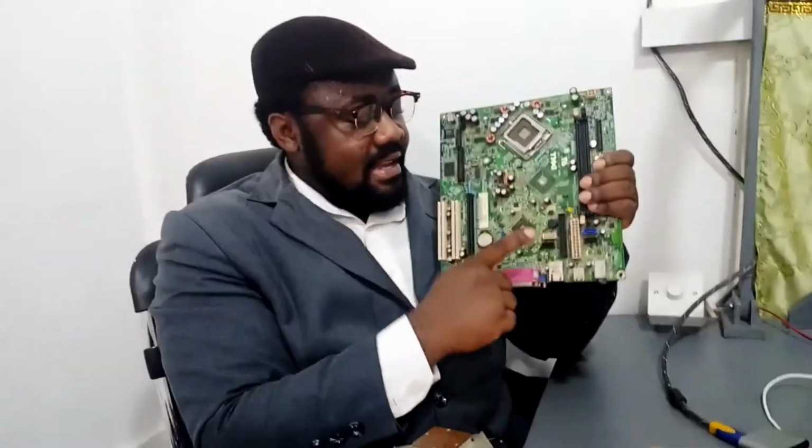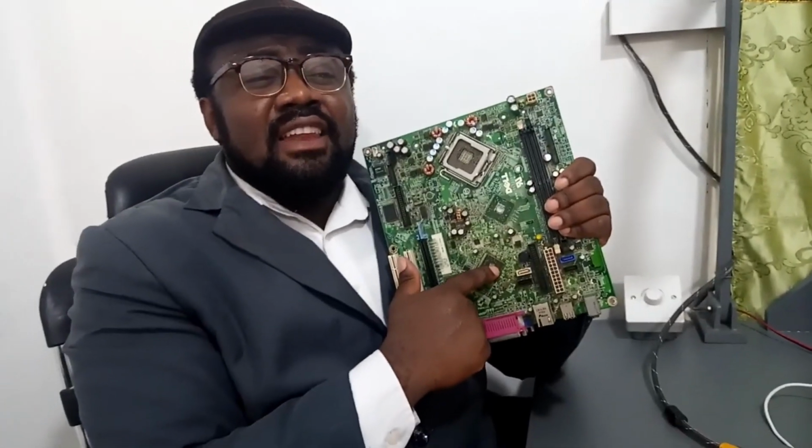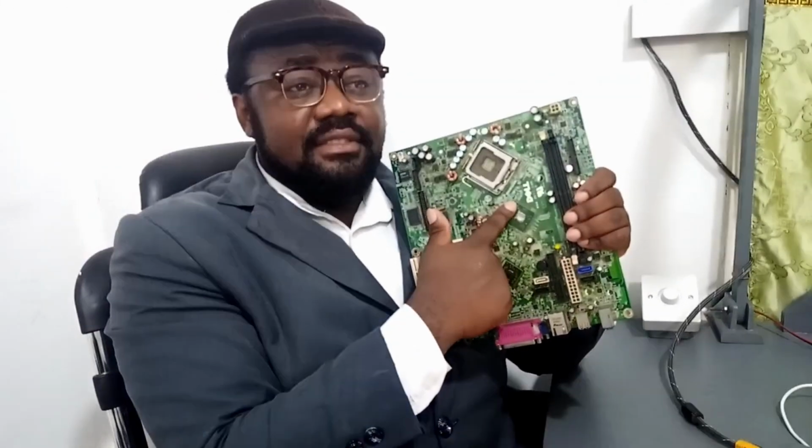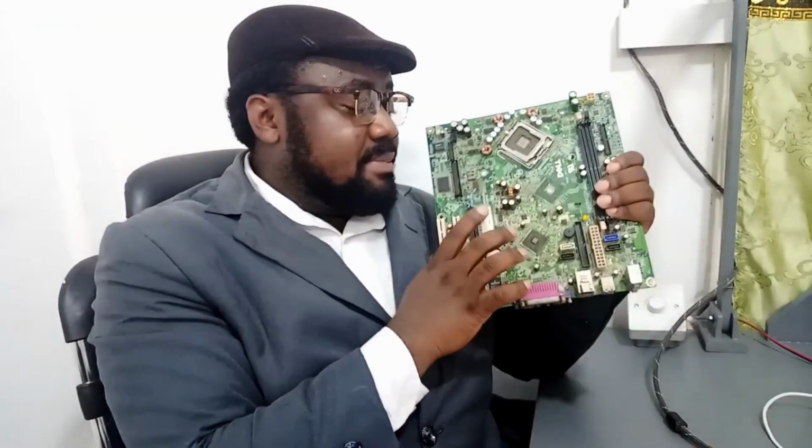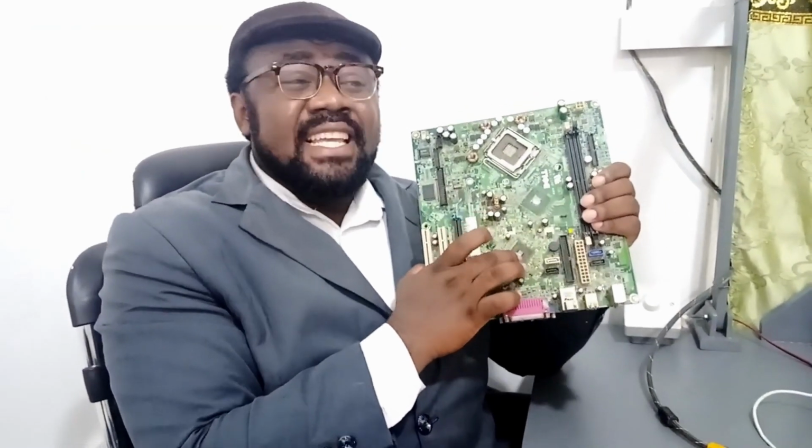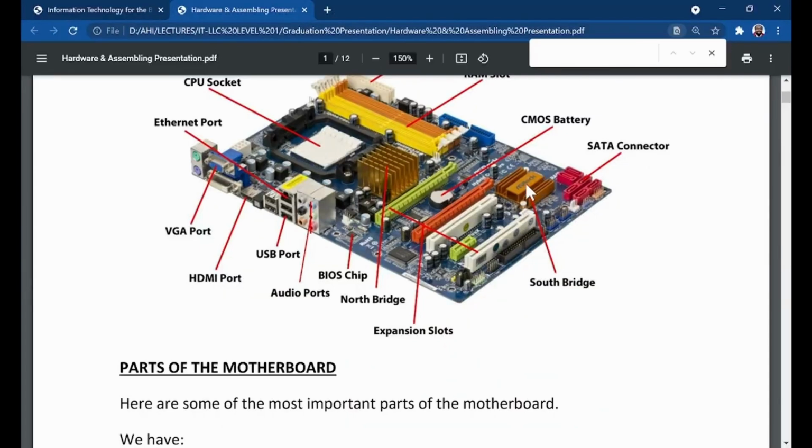Over here, this is the north bridge, and this is the south bridge. The south bridge does not do a lot of work like the north bridge. And so in this particular machine, they did not even bother to provide a heat sink. If you check the machine on the screen, you see that they've provided a very small heat sink for the south bridge too. Can you see? They provided a small heat sink, but the north bridge has a bigger one.